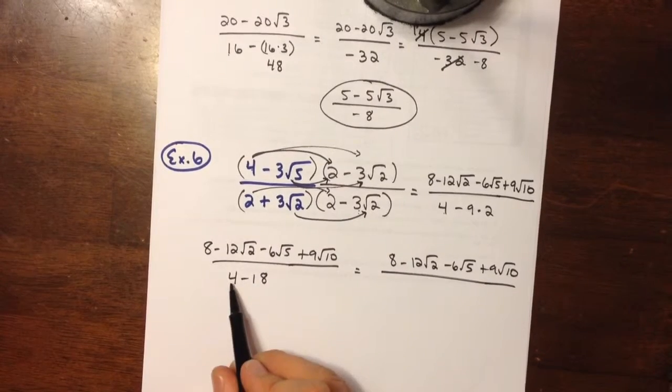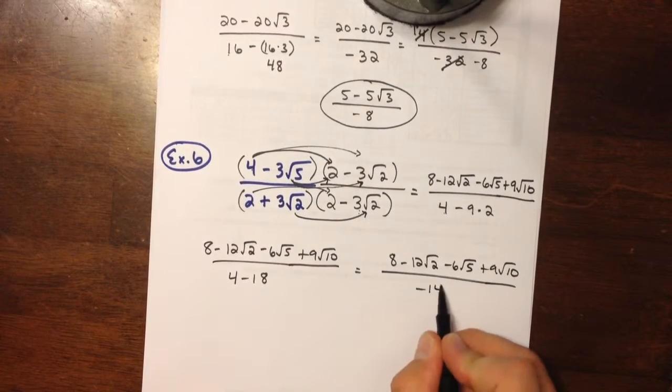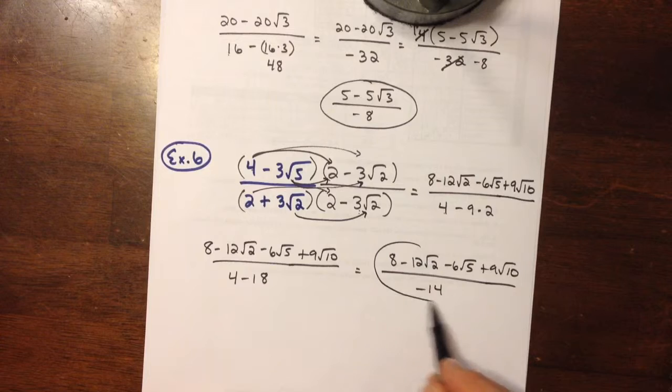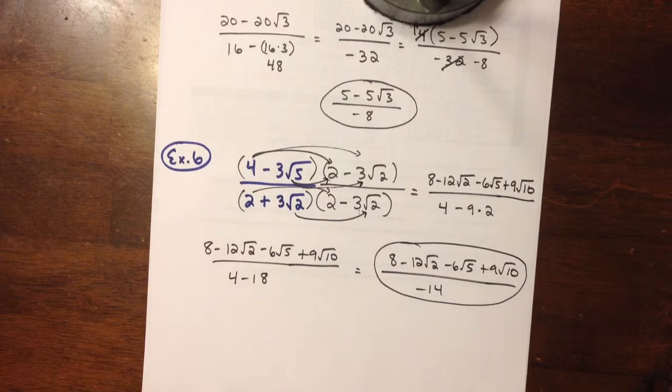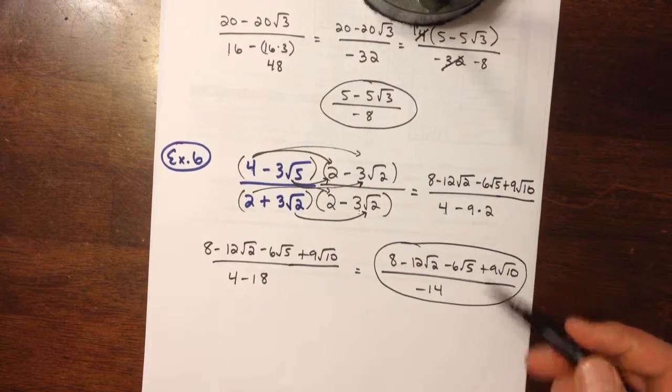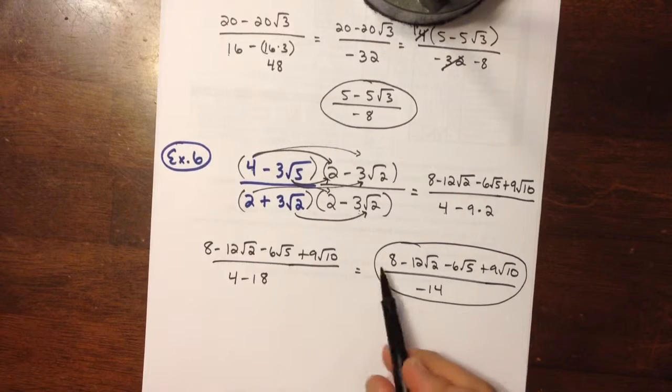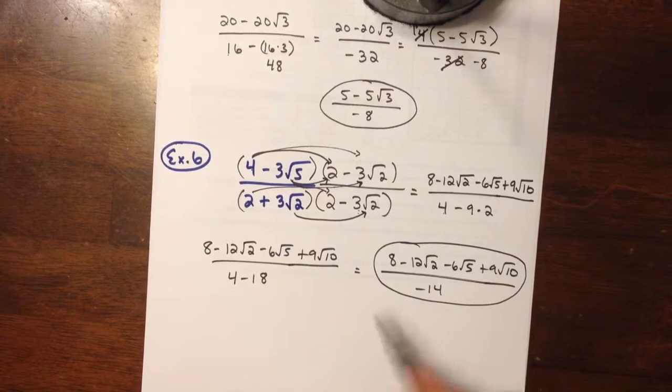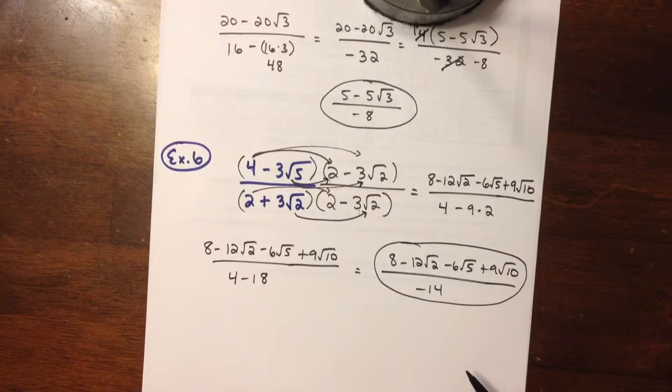And 4 minus 18 is just negative 14. And there's my final answer. So the numerator ends up with 4 terms in it. Nothing cancels out. And that's it.